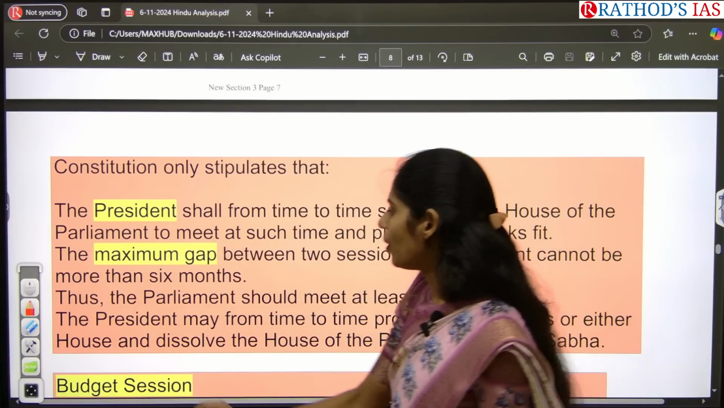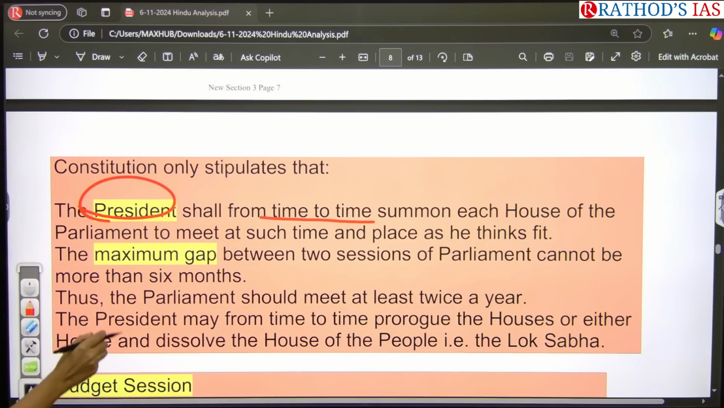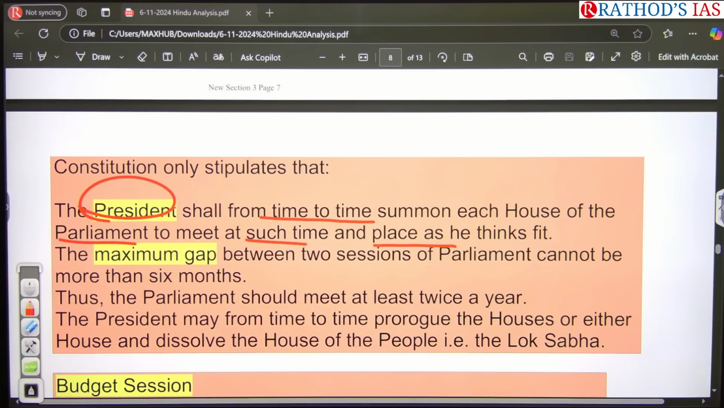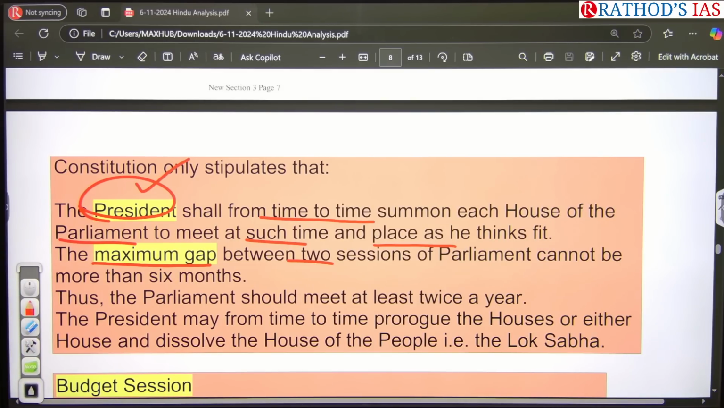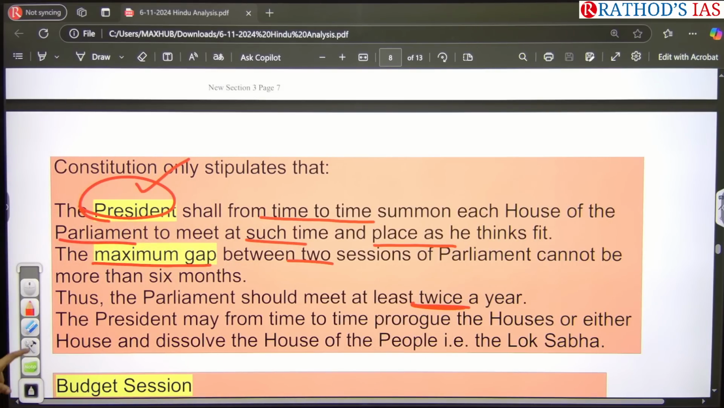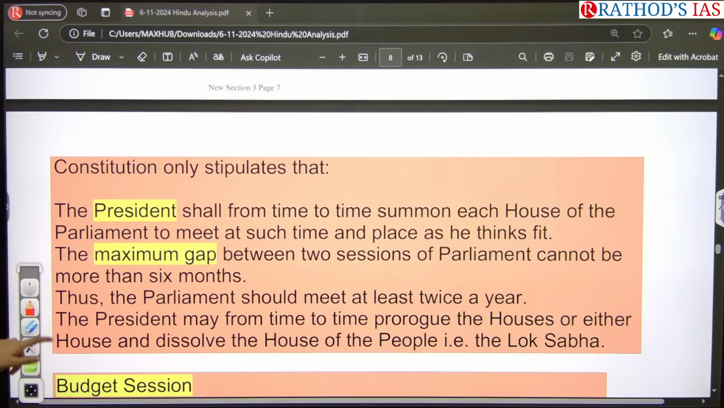The first important point in this Article 85 is that the President shall from time to time summon each session of the Parliament to meet at such time and place as he thinks fit. So the President can summon the houses. The second important point is that the maximum gap should not be more than 6 months, so within 6 months we have to conduct the sessions. The third is that Parliament should meet at least twice a year. And the fourth important point is that the President may from time to time prorogue the houses.